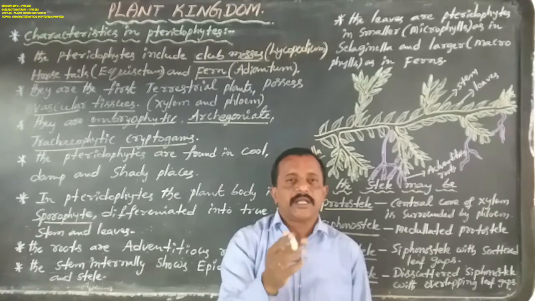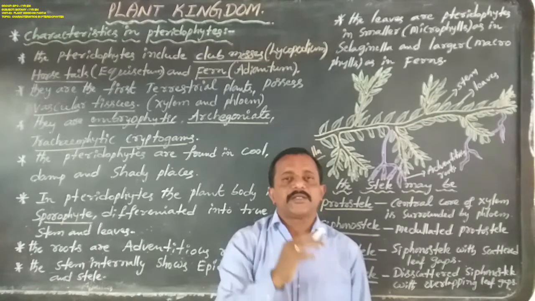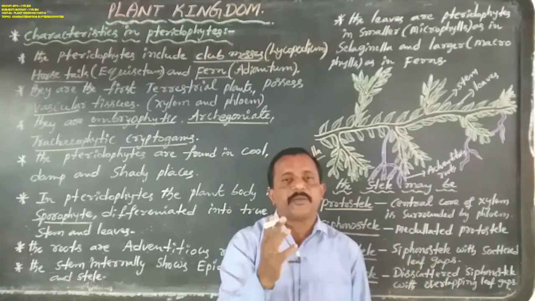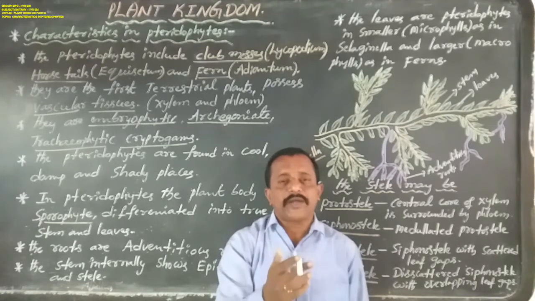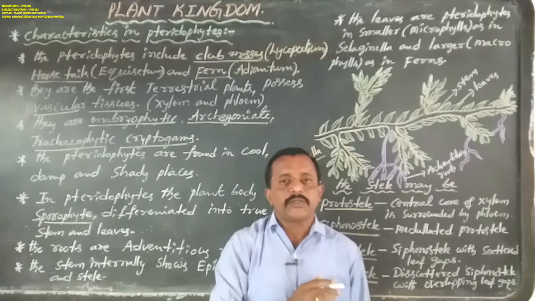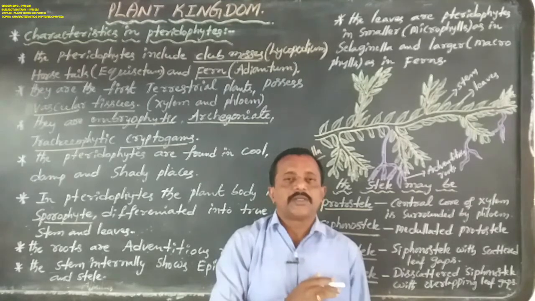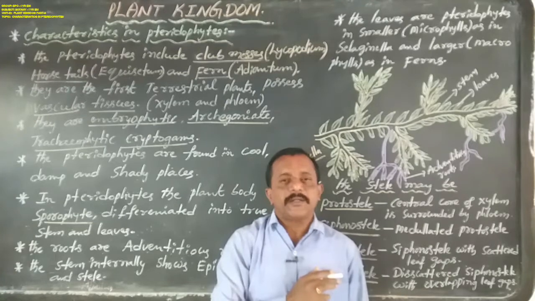But here the plant body is a sporophyte, that is the diploid stage. The plant body is a sporophyte, which will produce spore mother cells, diploid, or the asexual stage.